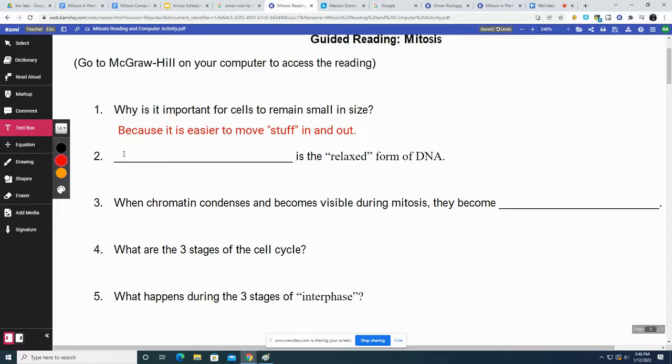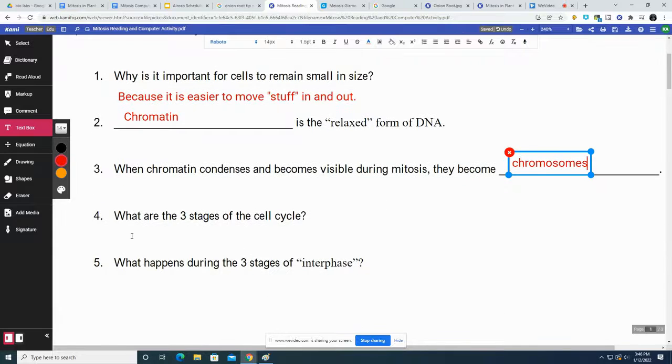2, the relaxed form of DNA. This is when DNA is in interphase and you cannot see it under a microscope. That's when it's called chromatin. Now, when a cell goes into mitosis and it's going to divide, the chromatin squishes together, it condenses, and forms chromosomes. And that's when they become visible under the microscope. So you can see them with a microscope.